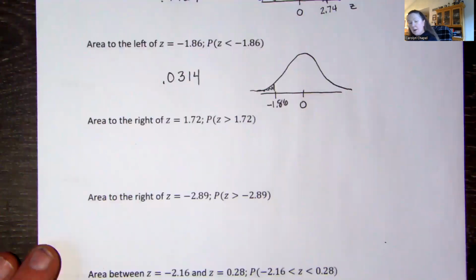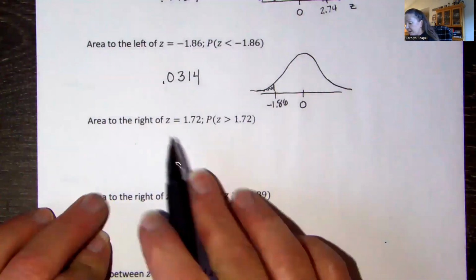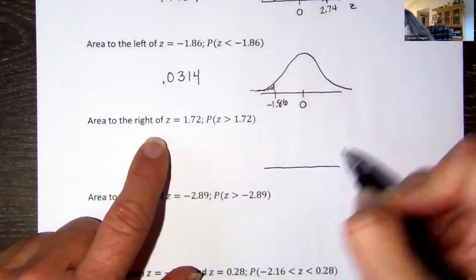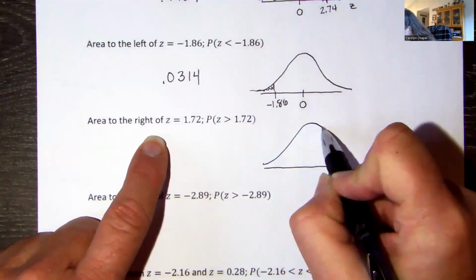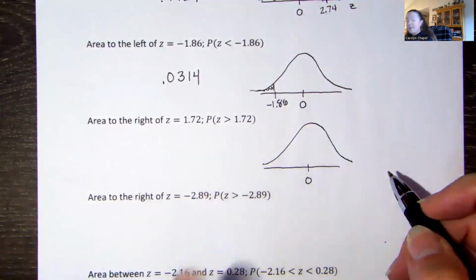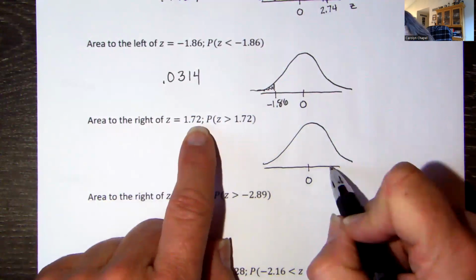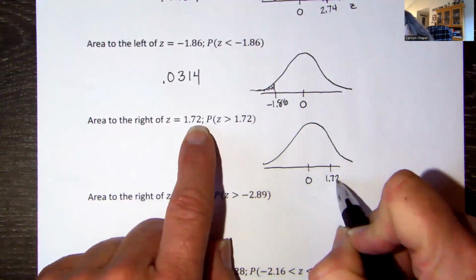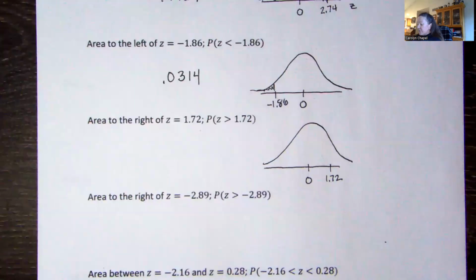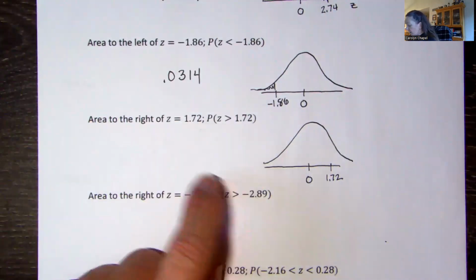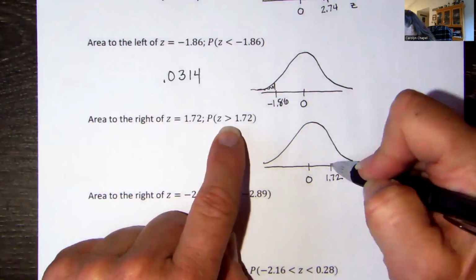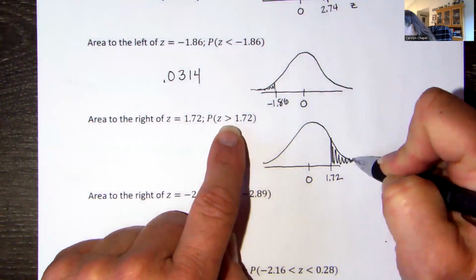Okay, we're going to do a couple more areas, but now we're going to switch and look at the right. So I'm going to go drag in my picture. I always draw my pictures with the normal curve. And I'm going 1.72, which is over here, 1.72. I always label my mean for the problem. So if we're doing the standard normal, which is Z, we're talking about the mean of 0. I go greater than, right.